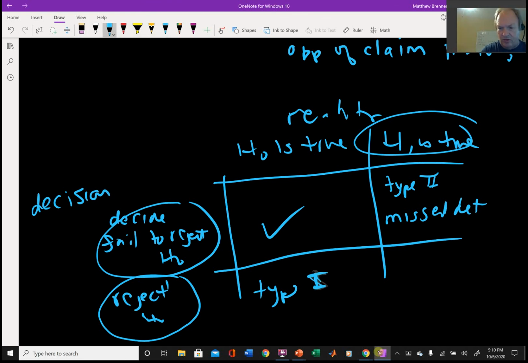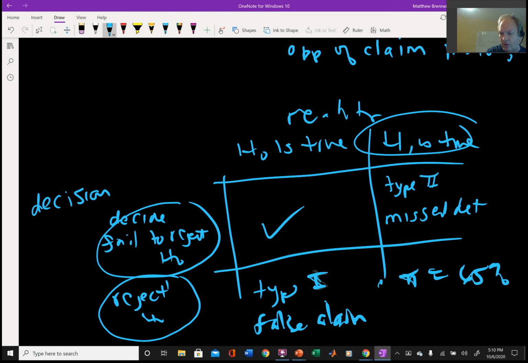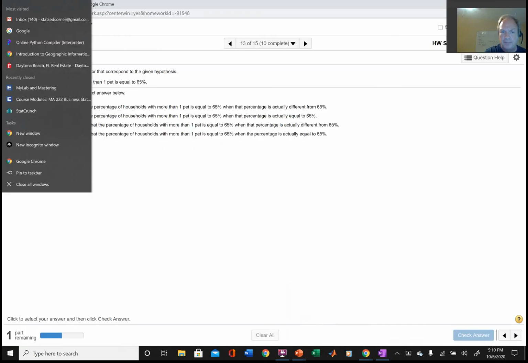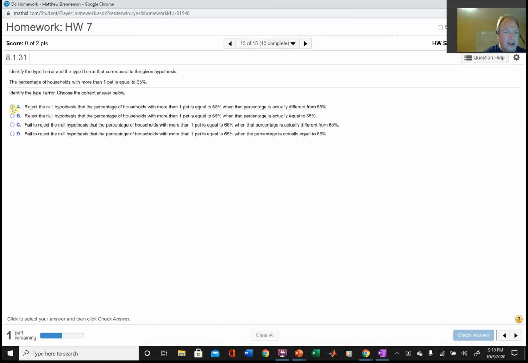Okay. So this is a type 1 error. This is called a false alarm. You reject the null, but you shouldn't have. So in this case, they're claiming that pi is 65%. This is the null. The alternative is going to be the opposite: pi is not equal to 65%. So here we're going to conclude that the pi was not 65% when it actually was. So we're going to reject the null when the actual percentage is different than 65%.